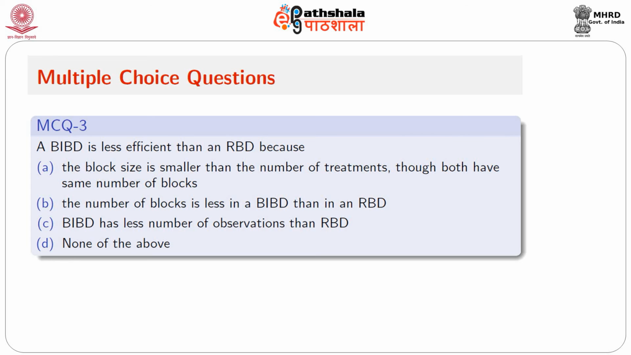We know the expression for an RBD: the variance of the estimated treatment difference is 2 sigma square by R, period. And for a BIBD, it is 2 sigma square by R multiplied by a constant. That constant is more than 1. So you already know that BIBD has more variance. It is a constant multiple of what is there in RBD. So you have to only argue out which argument makes more sense in trying to sort out why it is happening.